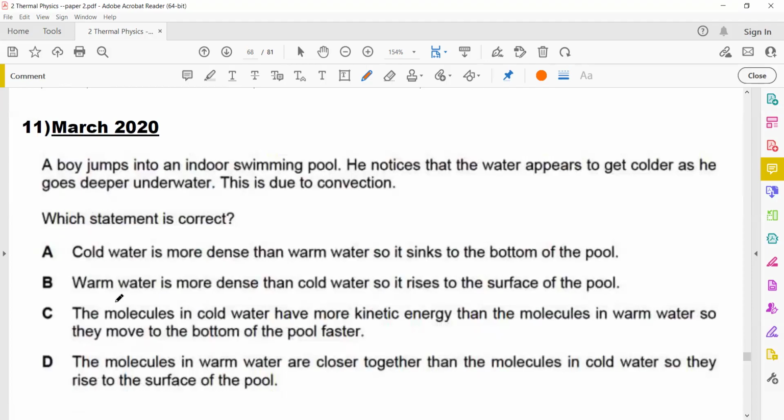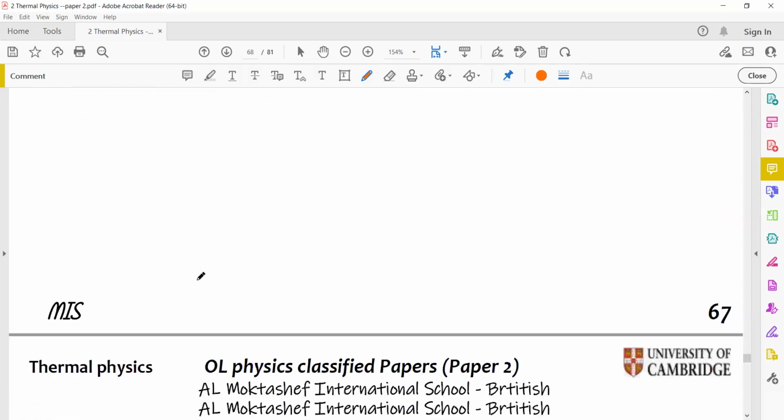Question number 11. A boy jumps into an indoor swimming pool. He notices that the water appears to get colder as he goes deeper underwater. This is due to convection. Which statement is correct? Cold water is more dense than warm water, so it sinks to the bottom of the pool, and this is a correct statement. Cold water is more dense than warm water, so it will sink down.